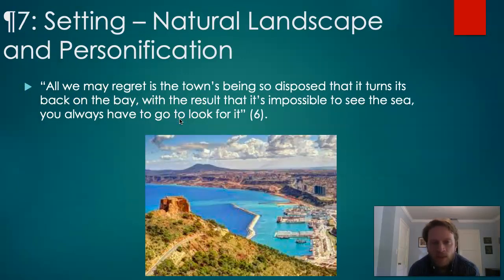The narrator talks about the natural landscape and personifies it. He explains, all we may regret is the town's being so disposed that it turns its back to the bay, with the result that it's impossible to see the sea. You always have to go to look for it. So this town is turned away from the sea. It's turned away from beauty, and the people in it are turned away from beauty. The narrator suggests that in order to find beauty, you must be intentional. You must go look for it.